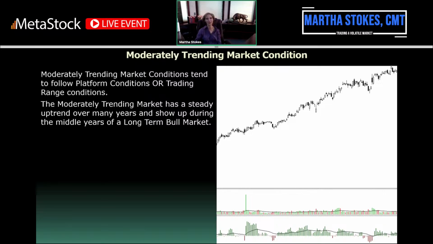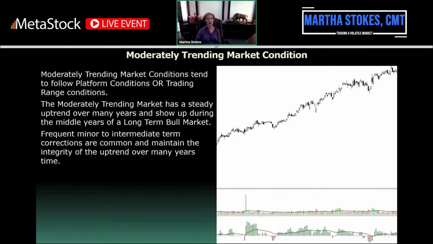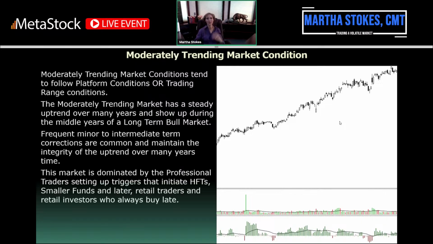The moderately trending market has a steady uptrend over many years and shows up during the middle years of a long-term bull market, usually, sometimes earlier. Frequent minor to intermediate term corrections are common and maintain the integrity of the uptrend over many years' time. So it's not just up, up, up, up. There's going to be minor corrections from time to time. That's what we have right now. We have a moderately trending market that's just correcting a little bit. It's fine. It's not the end of the world.